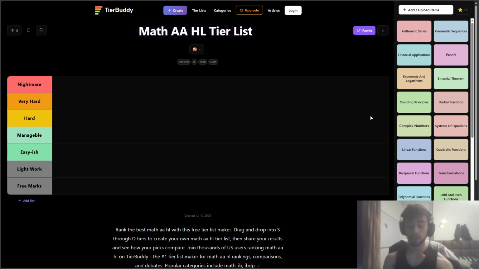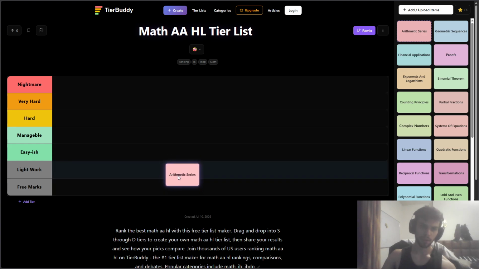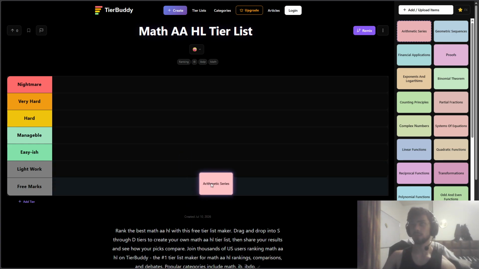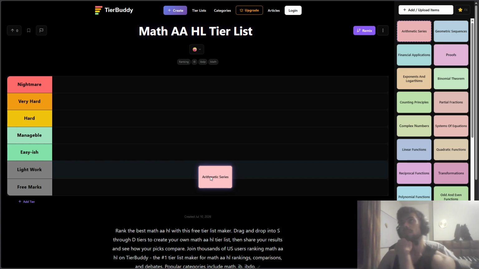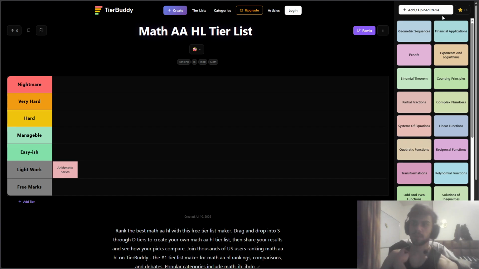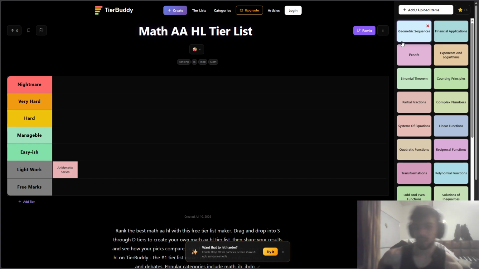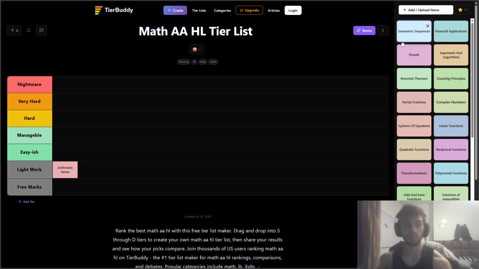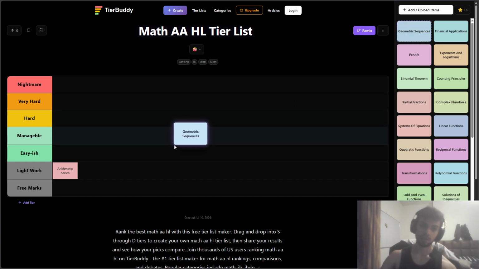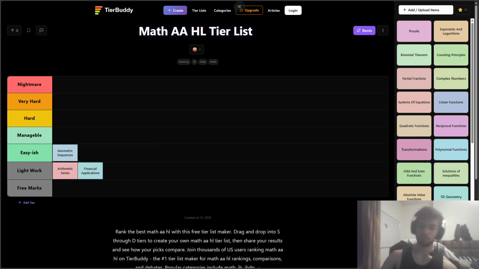So let's just get started. We have arithmetic series. This is just light work, free marks. Are there any difficult questions on arithmetic sequences that I can remember? They're mostly easy, and even when you get something in section B, they're still easy. So light work. Geometric sequences are easy-ish, but then you get some concoction in section B and you want to cry. So yes, it is easy-ish. Financial applications, that's light work.